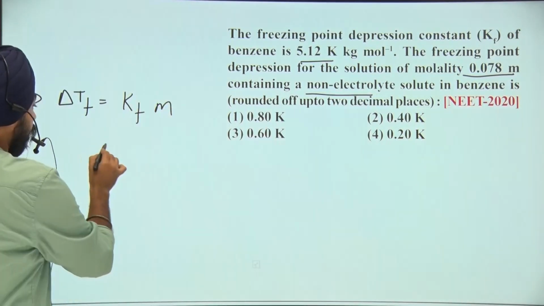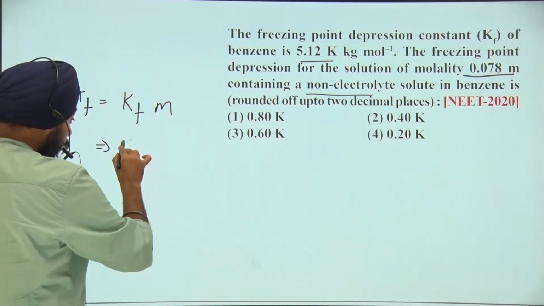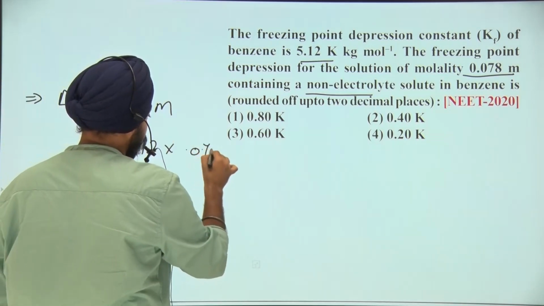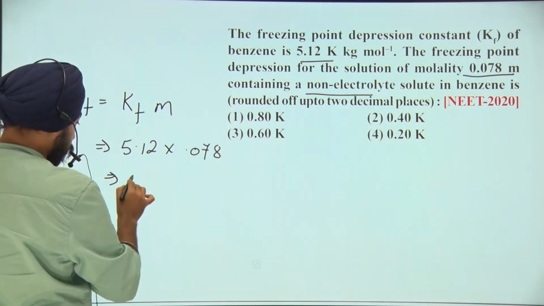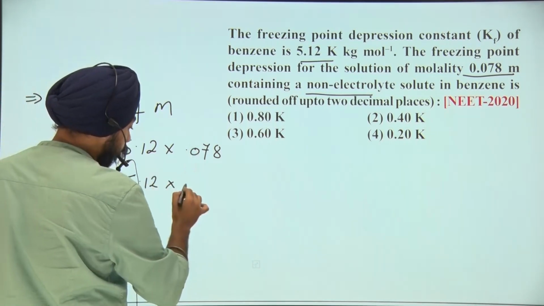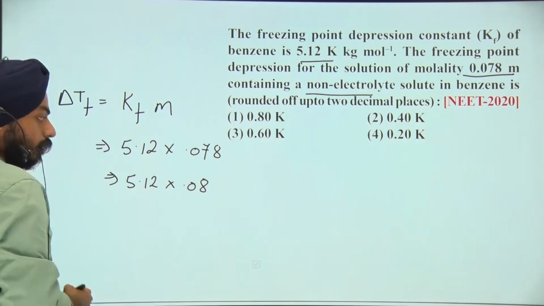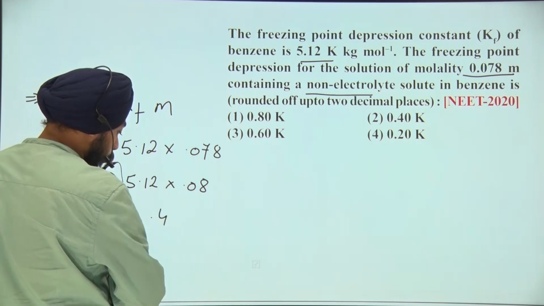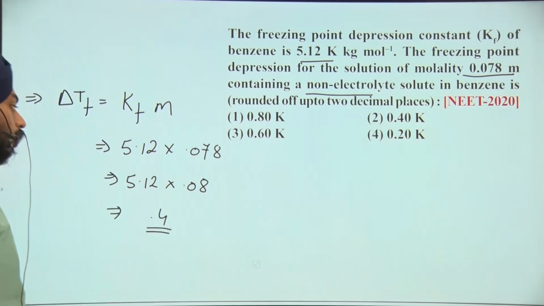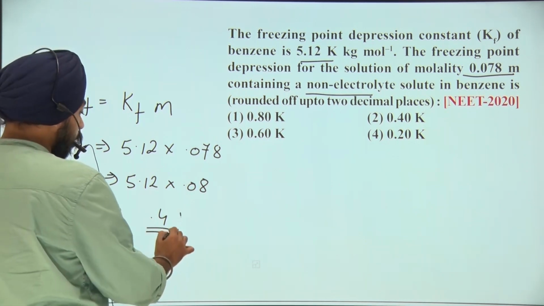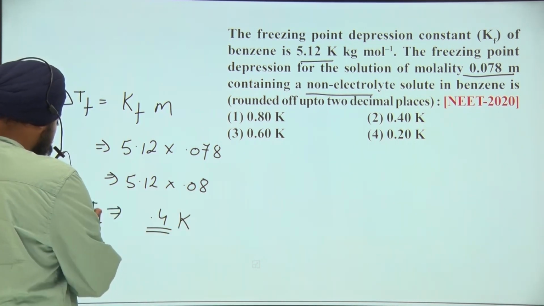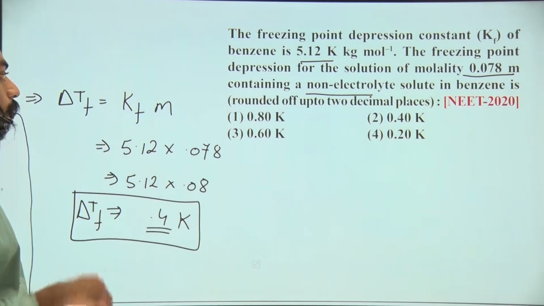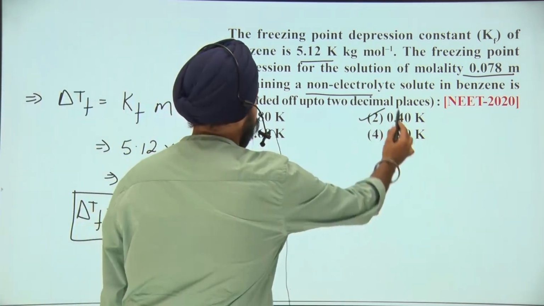Clear? The value of Kf has been given, this is a formula based question. The value of Kf has been given directly, that is 5.12, and molality has also been given, this is 0.078. So this will be equal to 5.12, and I am rounding it off, times 0.08. 5 4s are 20, 8 5s are 40, and this comes out to be around 0.4. So the correct option will be 0.4 Kelvin, that is delta Tf. So the freezing point depression will be 0.4 Kelvin, that is option number 2.